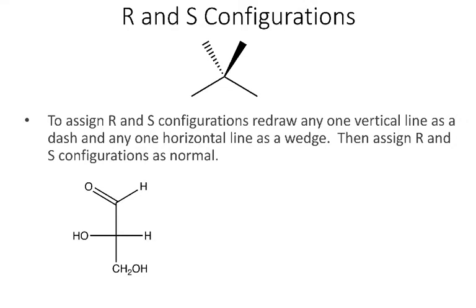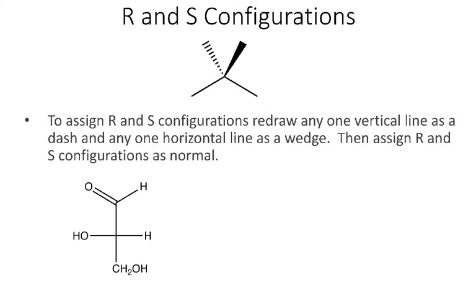The last thing we're going to do, and we'll look at a couple examples, is given a Fischer projection, we want to be able to assign R and S configurations. Normally when we're assigning R and S, we're imagining something that looks like wedges and dashes, so we want to go from a Fischer projection to something that has wedges and dashes. The easiest way to do that is to take any one vertical line and rewrite that as a dash, and then take any one horizontal line, it doesn't matter which one, and rewrite that as a wedge, and then we can assign the R and S configurations like we would normally.